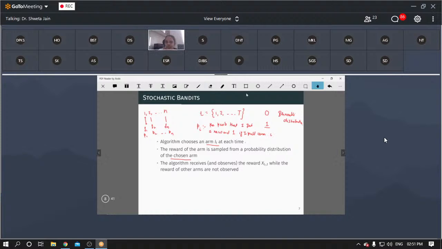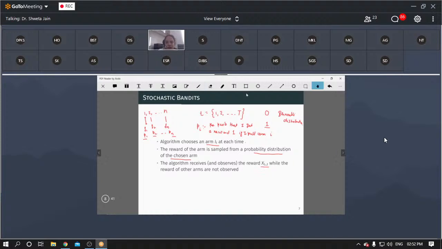That's what I meant. Now the most important thing that you should know here is that although this probability distribution, the reward distribution, is present, it is not known. So when you are choosing which arm to play, you don't know what P1, P2, Pn are. It's there, it's kind of a hidden parameter, but you don't know this.